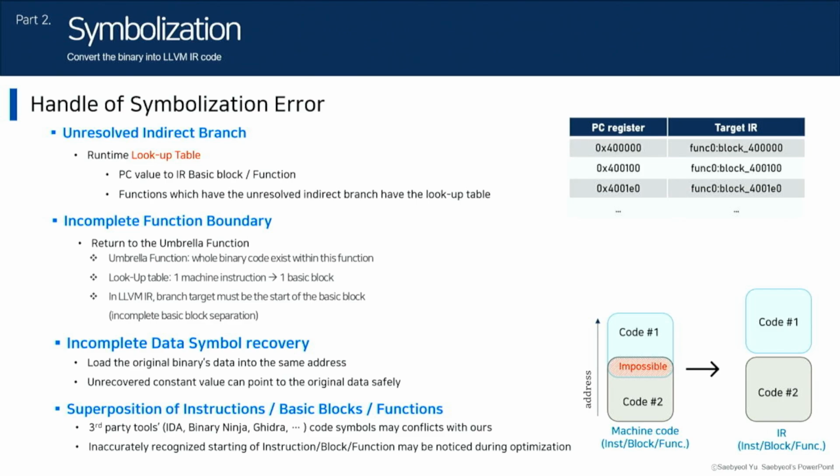Third, we encounter incomplete data symbol recovery situations. Here we load the original binary's data at its original address, allowing this data to be accessed even when the data symbol wasn't restored. Lastly, linear sweep disassembly can sometimes inaccurately recognize data as code. This is especially prevalent with variable length instructions like Intel, resulting in accurate and inaccurate code overlapping in the address space. So we solve this problem by superpositioning IR.